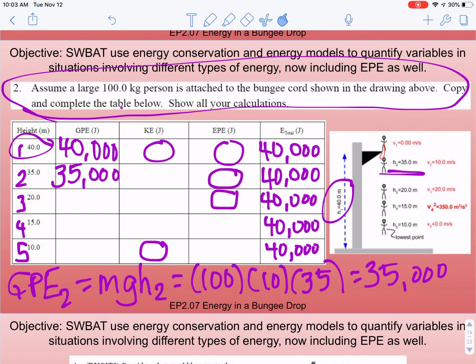And then that leaves us with just KE2. We can do one of two things. We can multiply it out. We can like calculate it out. KE2 equals 1/2 mg or 1/2 mv squared, or we can just fill it in because we know 35,000 plus KE is going to equal E total of 40,000. So I'm just going to fill this in as 5,000. I don't actually need to do those calculations. Done.